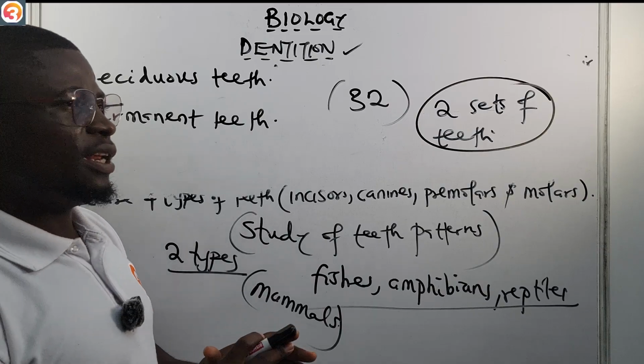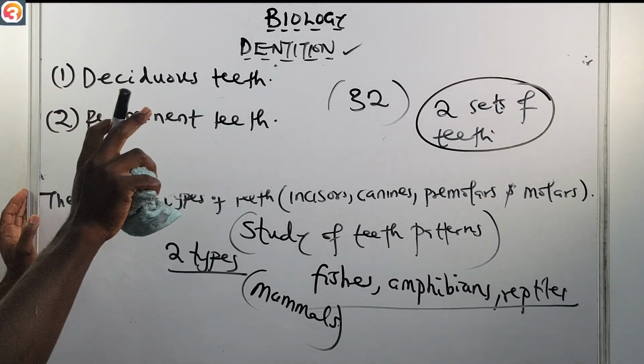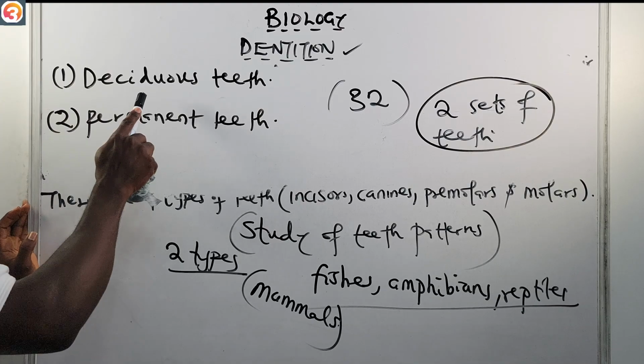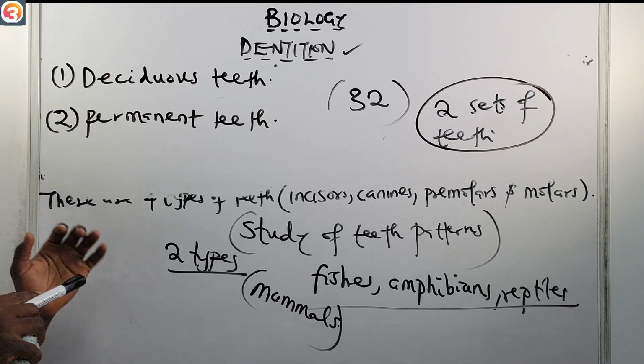Don't confuse them in any way. All right. So humans have 2 sets of teeth. Humans and other mammals, they have 2 sets of teeth. The first one is the deciduous teeth. The second one is the permanent teeth.